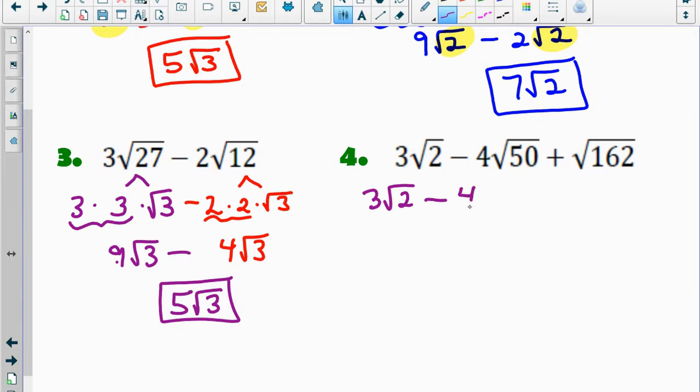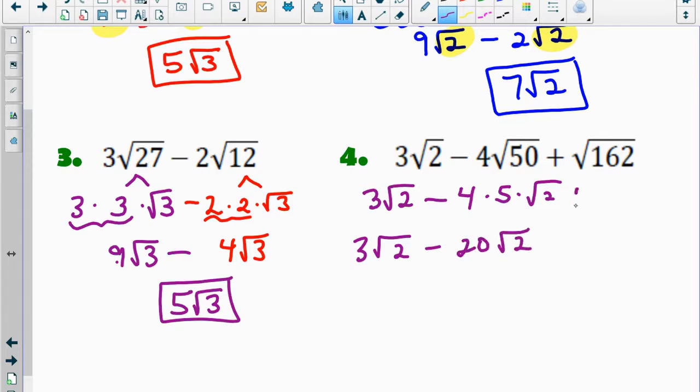Let's see, I've got the 4, and then what multiplies up to 50? 5 times 10, but 5's not a perfect square, and 10's not a perfect square. 25 times 2. And that's helpful because the square root of 25 is exactly 5. So 4 times 5 times the square root of 2 for that middle term. And that's going to become 20 square root of 2.